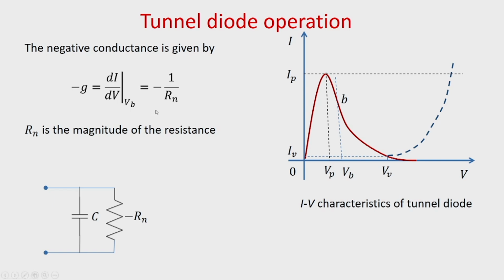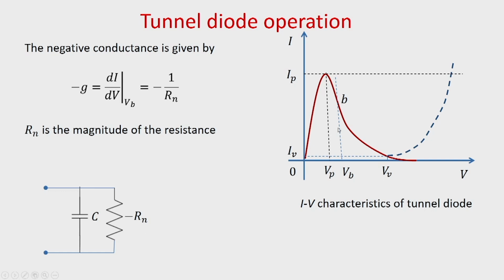Please note that this G or R n, they will remain constant only over a small region, because if I take another point here and calculate G, the slope will be different. So, only for small changes in voltage this value of G will remain constant, otherwise it will keep changing as we move from V p to V b.